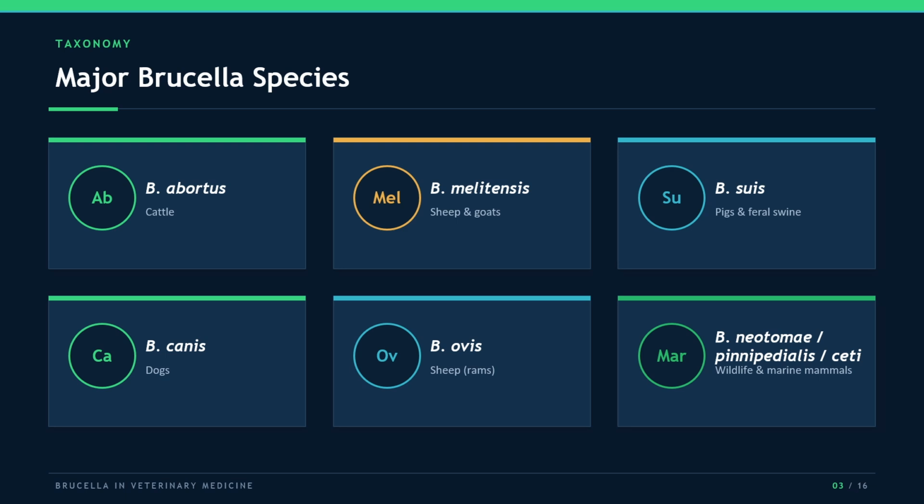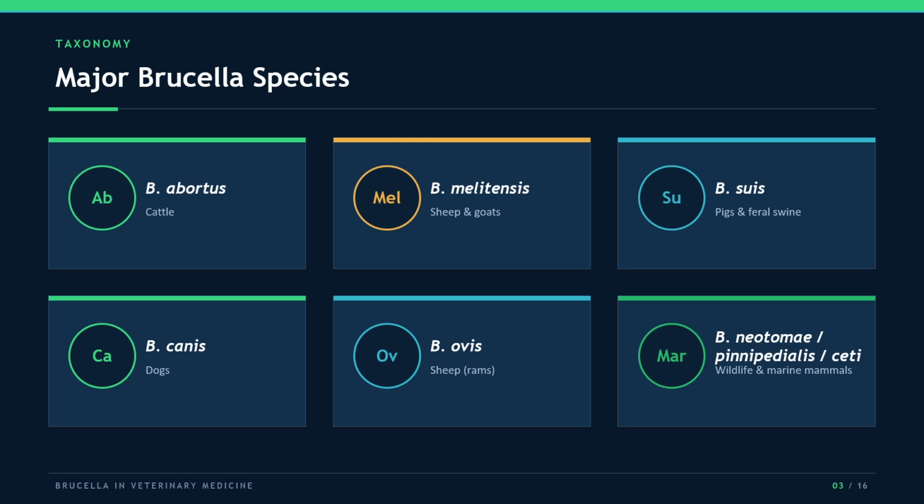B. abortus is a classic cause of bovine brucellosis. B. melitensis is the most pathogenic for humans and is associated with sheep and goats. B. suis affects pigs and feral swine and is a growing concern in the U.S. B. canis causes reproductive disease in dogs and is zoonotic. B. ovis affects rams and causes epididymitis.